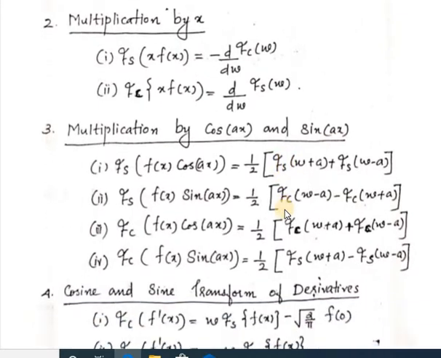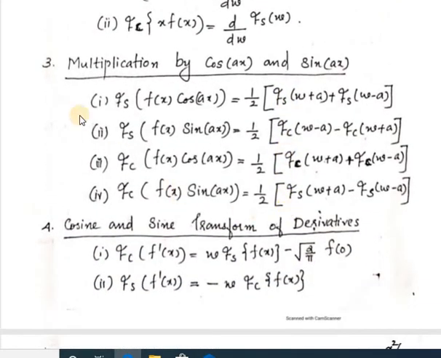Now the third property is multiplication by cos ax and sin ax. That is, Fs(f(x) cos ax) = 1/2 [Fs(ω + a) + Fs(ω − a)]. That is, when the function is multiplied by a cos term and we have to find the Fourier sine transform, first find the Fourier sine transform of the function f(x), and in that answer replace ω by ω + a here and ω by ω − a here, then add and take the average value.